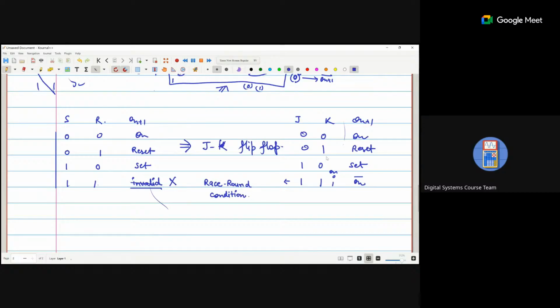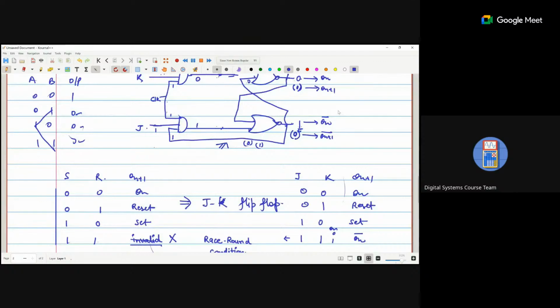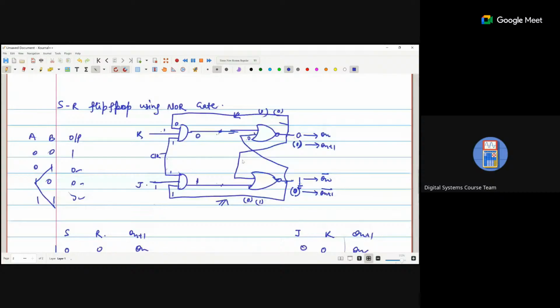What is the race round condition? We assume that if 1 goes into the input of this NOR gate, we are getting 0. But before that 1, if this 0 goes into this NOR gate, and Qn bar was previously 1, so it will become 1. So we are getting a 0 here. Now this 0 feeds here, 1 already here, so we are also getting 0 here.